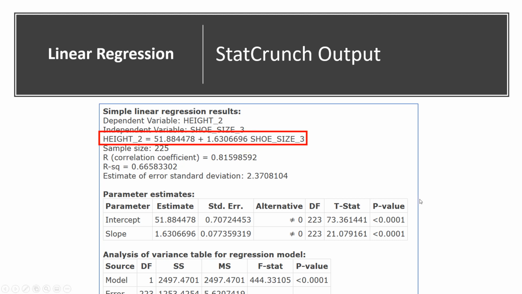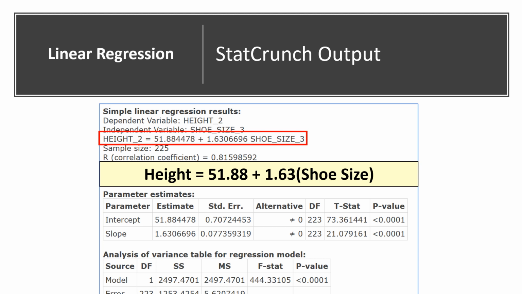The third line is the regression equation, and if we round this off to 2 decimal places, the equation becomes height equals 51.88 plus 1.63 times shoe size. The 51.88 is the y-intercept, and the 1.63 is the value of the slope.